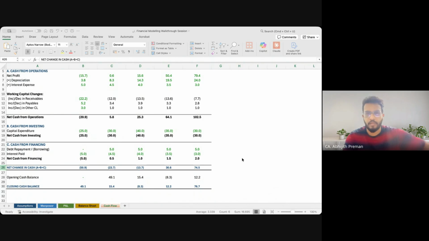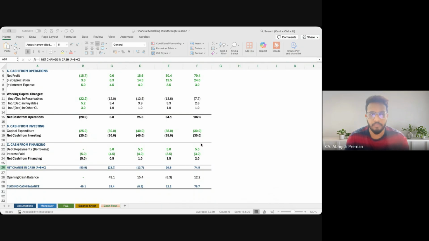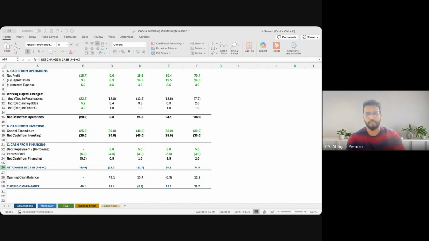So in the first year you don't have free cash flow. You have 50.9 lakhs going out of your business. Second year it's 23.7. In the first three years you don't have free cash flow. In the fourth year you have free cash flow of 30.6 crore coming in, and in the fifth year you have a free cash flow of 74.5.